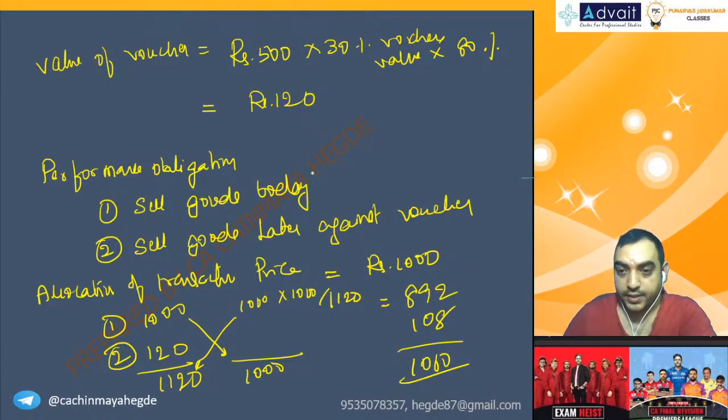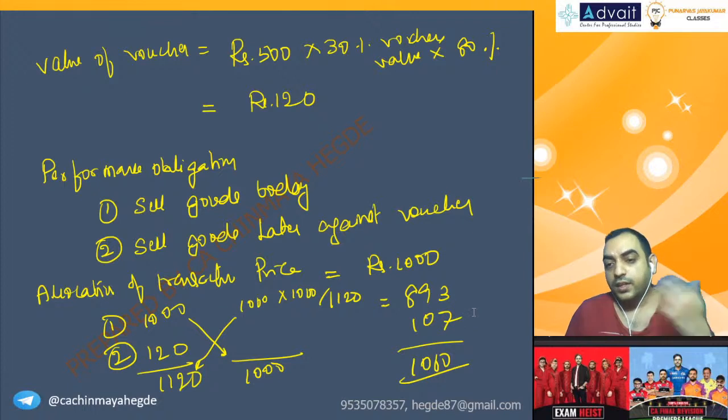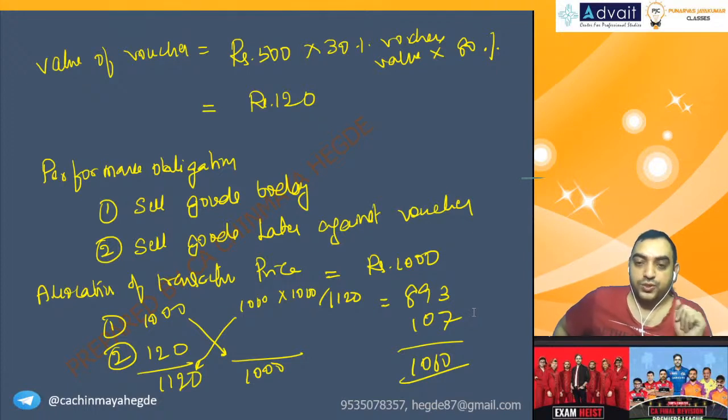893, sorry, 893, yeah, 893, 107. Institute solution, they have rounded it off, so they have done the calculation. That's fine. That rounding it is fine. That is left to you. They have taken 4 decimals and rounded it off. But actual answer is 893 and 107.